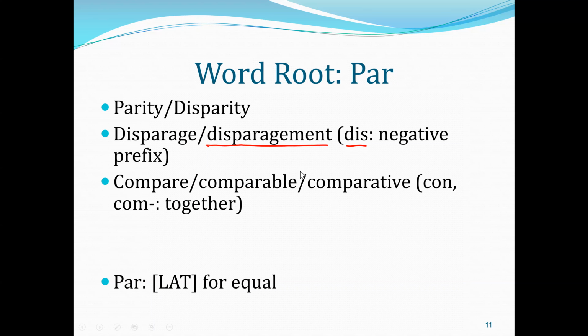Next words are compare, comparable, comparative. I'm not going to get into the details of definitions of these words. Com means together. So when we put something together, it is to compare. Also, pair and peer come from the same word root, par, P-A-R.